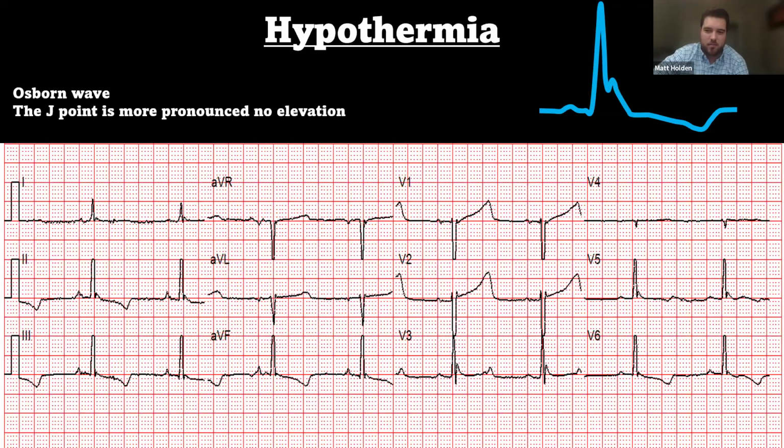Another one, this is another hypothermia patient. But this one just has more pronounced J waves right here, but it's really not showing massive elevation like it was in the other one.